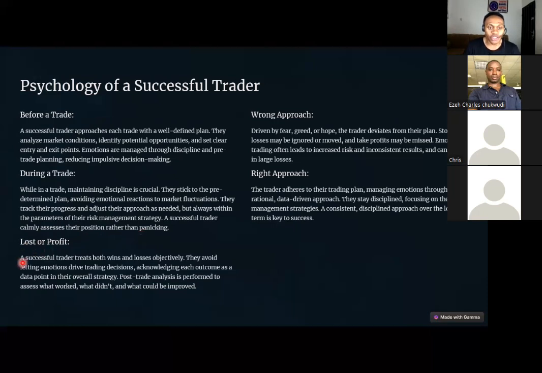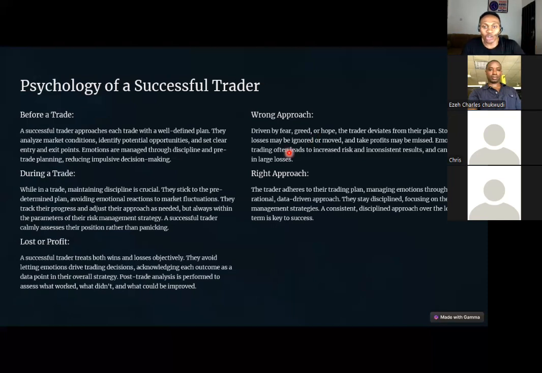Loss or profit: a successful trader treats both wins and losses objectively. They avoid letting emotions drive trading decisions, acknowledging each outcome as a data point in their overall strategy. Post-trade analysis is performed to assess what worked, what didn't, and what could be improved.